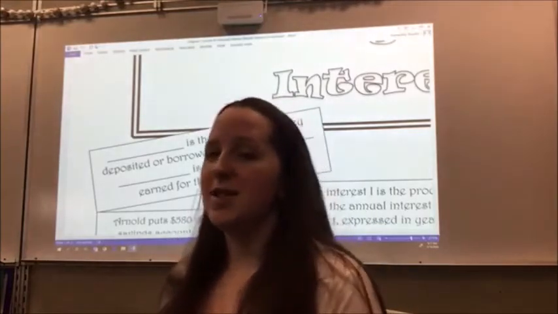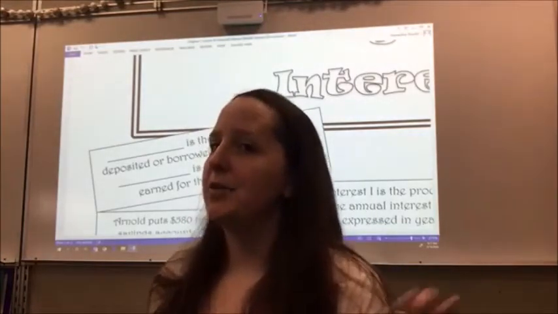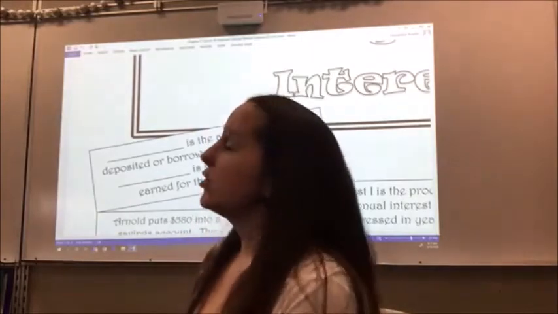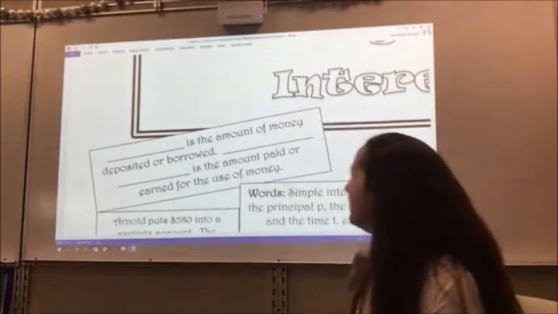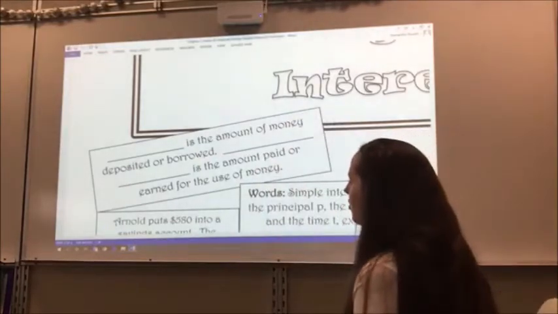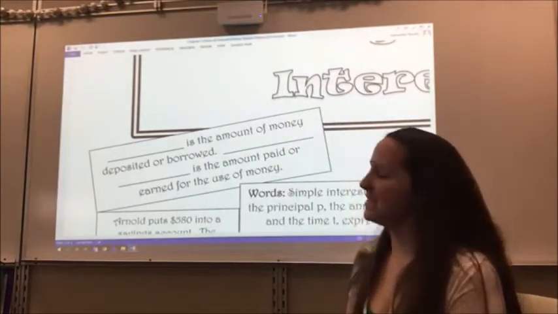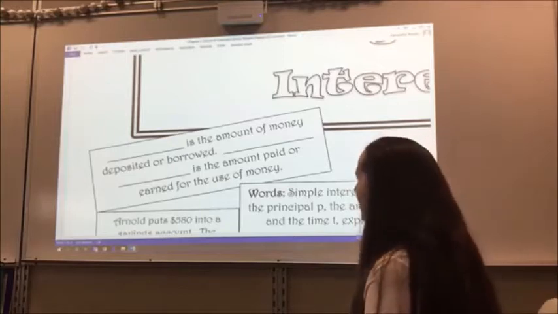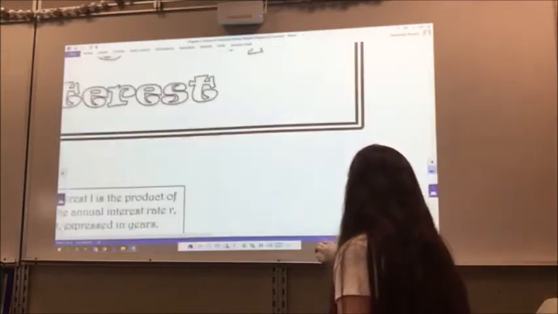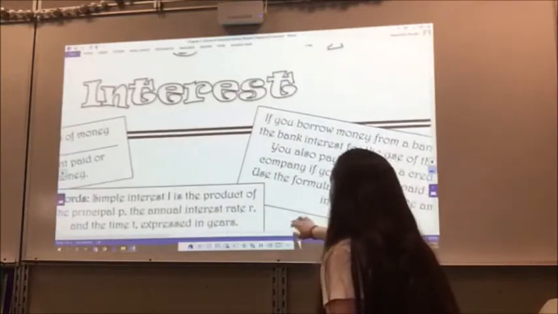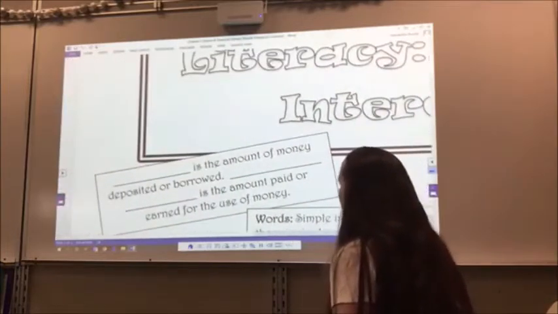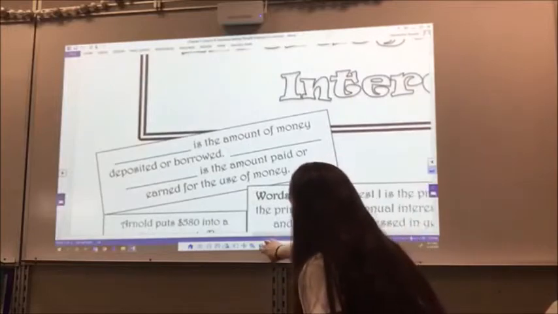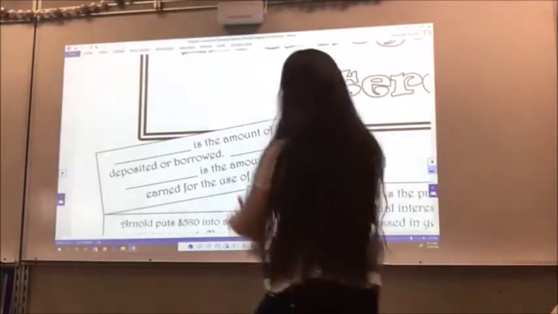So compound interest is a little bit more complicated. Compound, complicated, get it? Okay, so we're actually going to talk about simple interest first. So blank is the amount of money deposited or borrowed, and blank blank is the amount paid or earned for the use of money. So in those two blanks, you're going to put principal and simple interest.